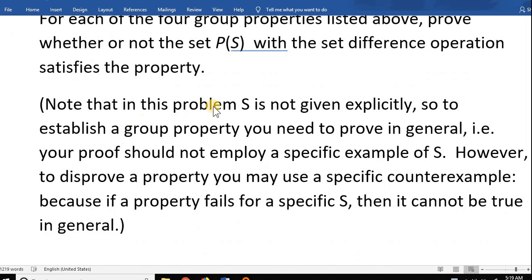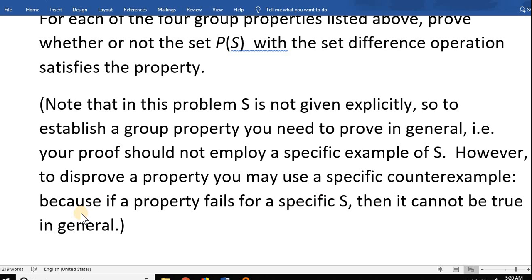Okay. So note that in this problem S is not given explicitly. So to establish a group property, you need to prove in general, i.e. your proof should not employ a specific example of S. However, to disprove a property, you may use a specific counterexample, because if a property fails for a specific S, it cannot be true in general.